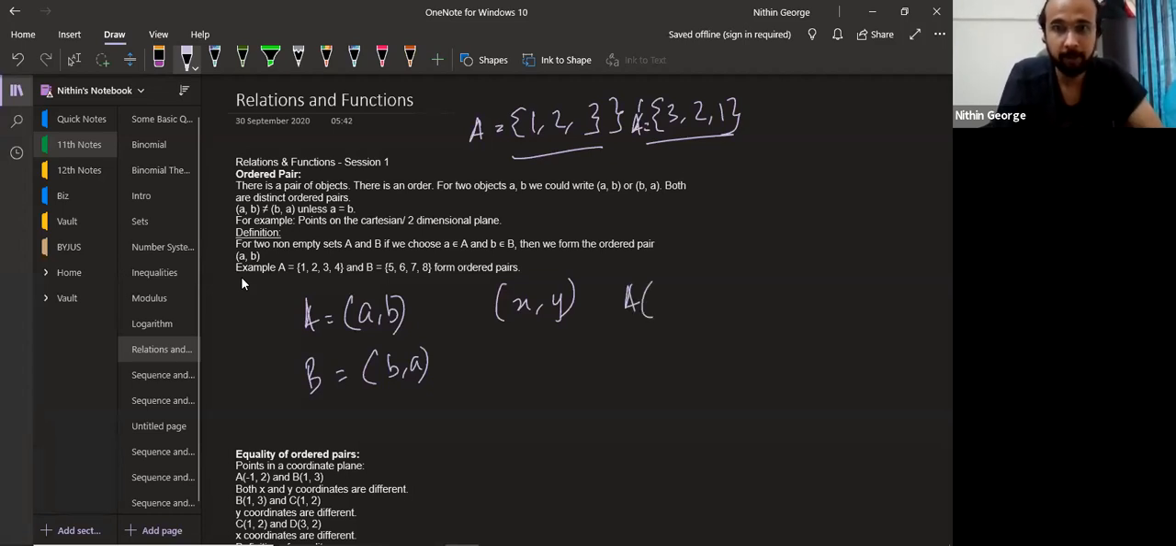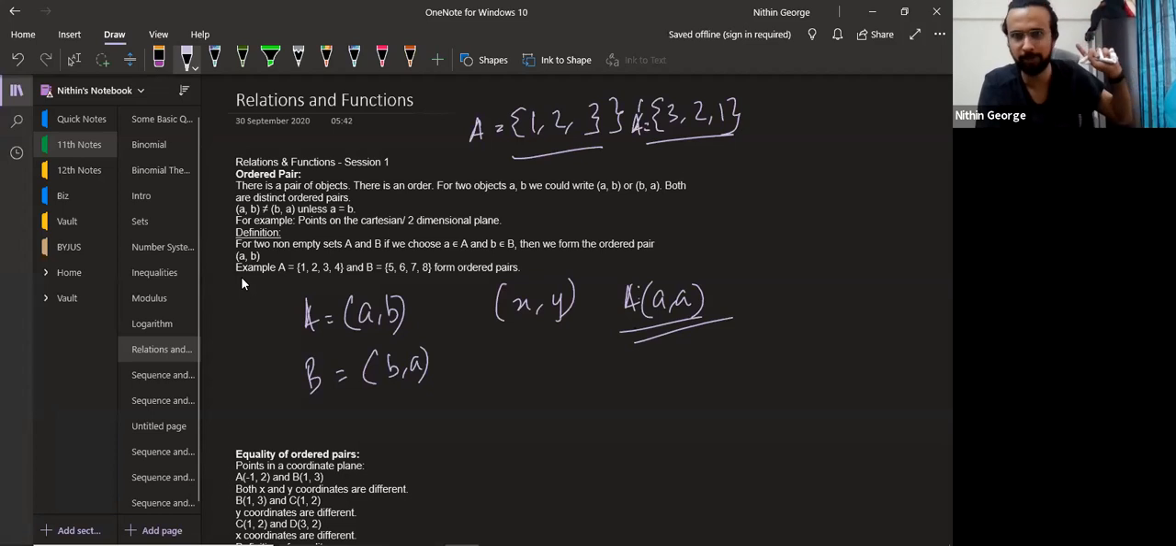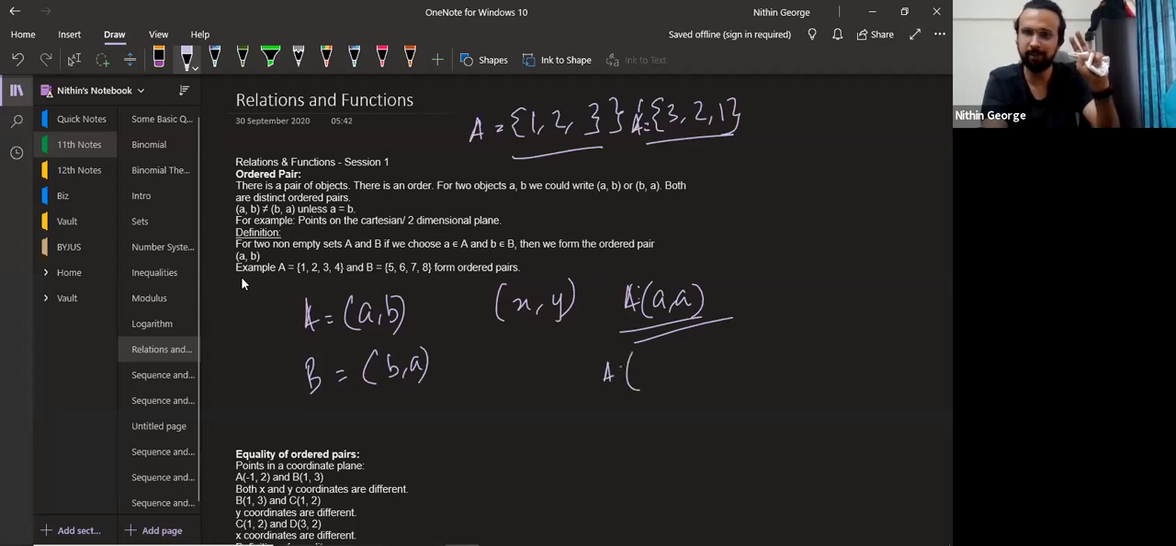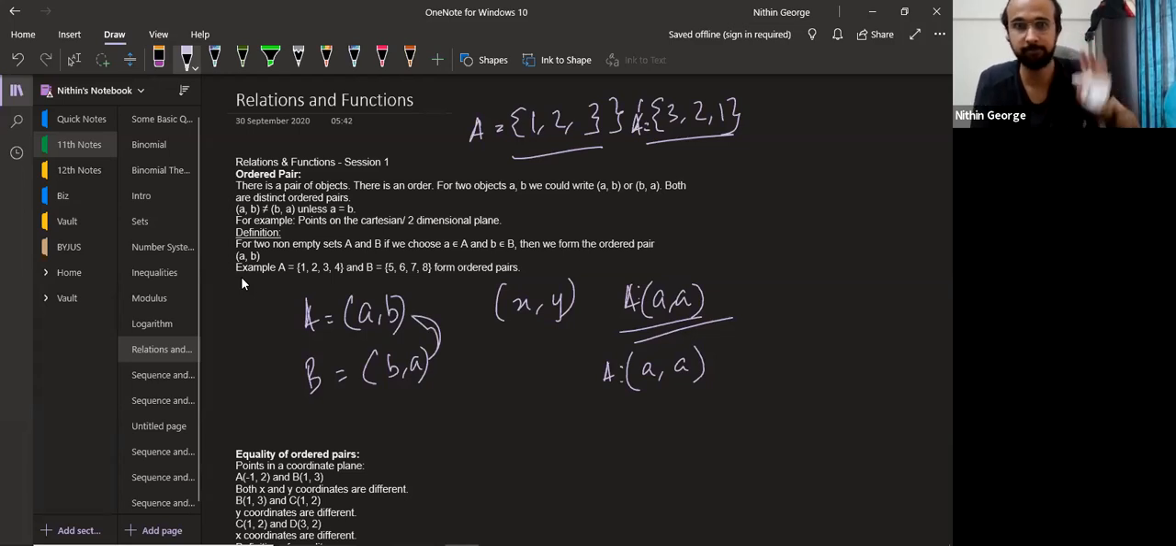Now, can I write (a, a)? Is this valid? Think of it as a point. That's the simplest way to go about this. You can do this. If I reverse the order, it still remains (a, a). It is still the same point. But here, if you reverse the order, no chance. If a and b are slightly different, these are two different points.